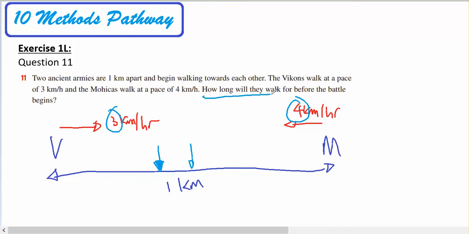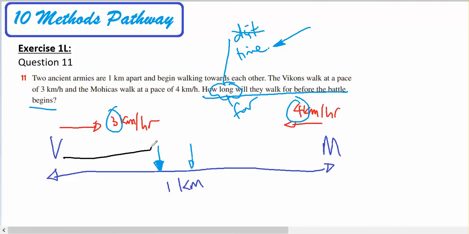So how long will they walk before the battle begins? What is it that they're asking? Is that distance or is that time? How long will they walk? They will walk for 1 hour or they will walk for 2 hours. If it said how far will they walk, that would be distance. So I think the question's asking about time. Well, they'll both walk the same amount of time, because it's going to take this army the same time as it's going to take this army to walk that far, because this army is marching faster.